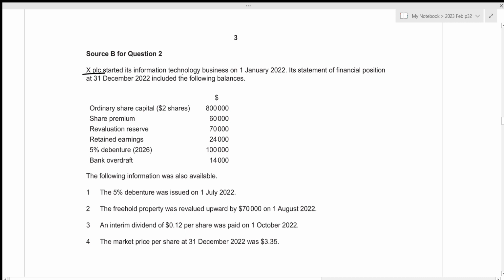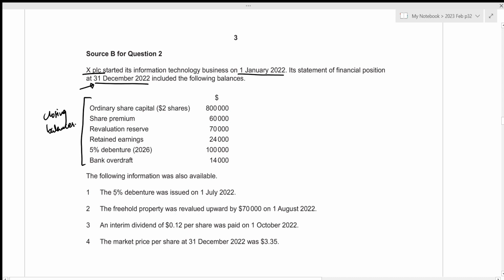XPLC started its information technology business on 1st January 2022, and its statement of financial position at 31st December 2022 included the following balances. So it's at the date of 31st December 2022, which means that all of these are closing balances.